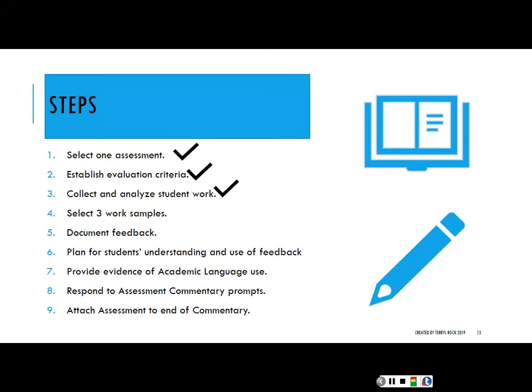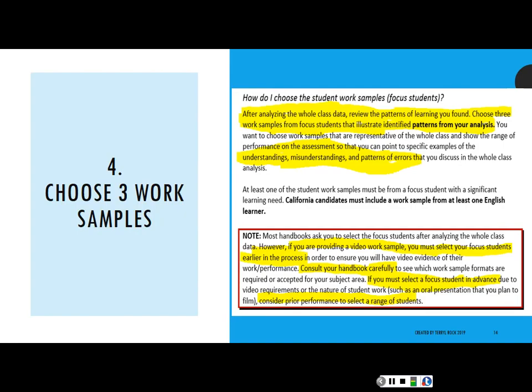Okay. So far we've talked about the assessment, evaluation criteria, about student work, and how to analyze the student work and the assessment. Let's talk about the work samples and feedback. So you're going to choose 3 work samples. After you have gone through the whole class data, you're going to find how many patterns of learning? 3. And you're going to choose 3 samples from students that illustrate those patterns of learning. You think about maybe understandings, misunderstandings, patterns of errors that you see.